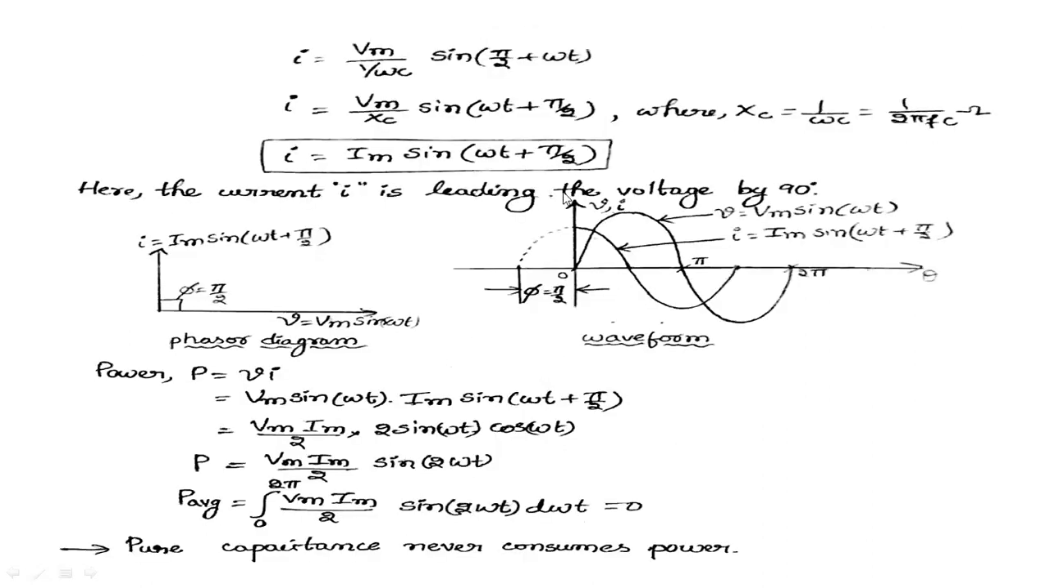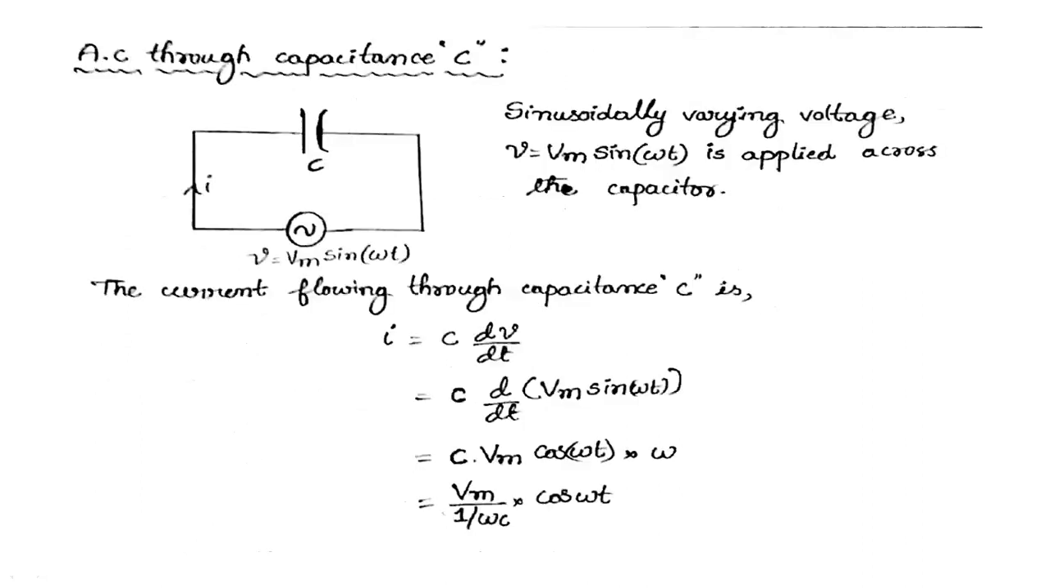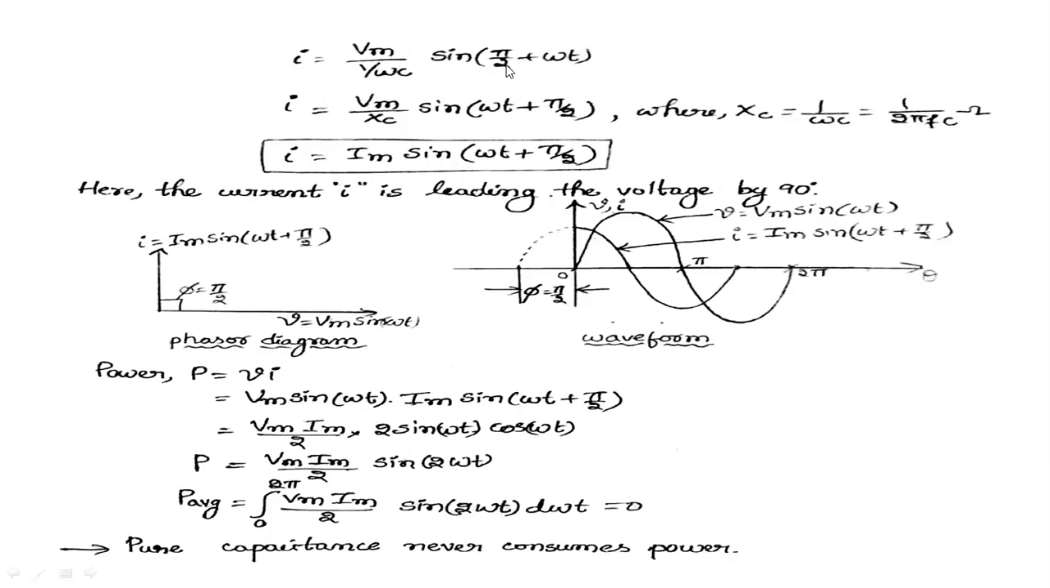What am I going to write? Cos omega t is sin 90 plus theta. I am rewriting it as sin of pi by 2 plus omega t. Then, simplifying further, I equals Vm by Xc, because 1 by omega C is nothing but Xc, the capacitive reactance.